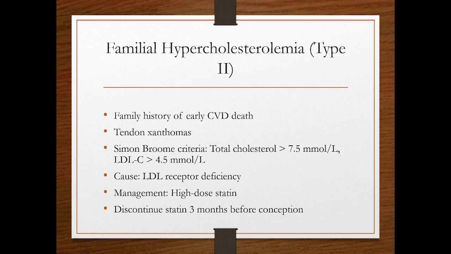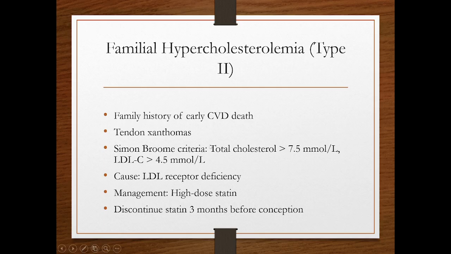Now come to the second part. This is familial hypercholesterolemia, also known as type 2. In this case, we have a familial history of early CVD death, meaning their father, brother, or grandfather will have died at an earlier age due to CVD. And here, what will we get? We get tendon xanthoma. We will see the picture of tendon xanthoma.